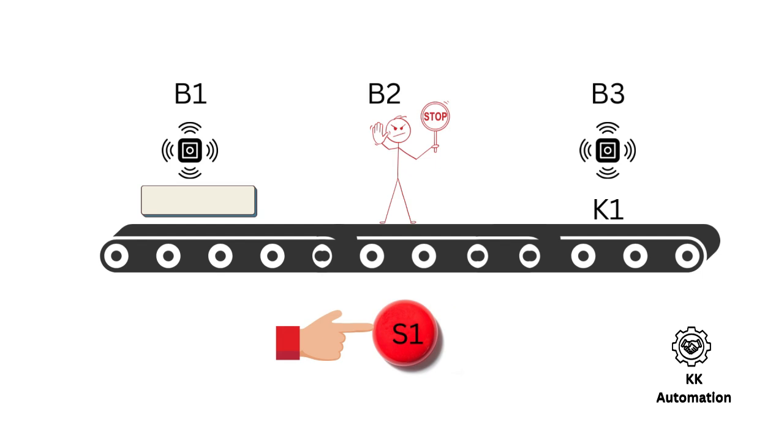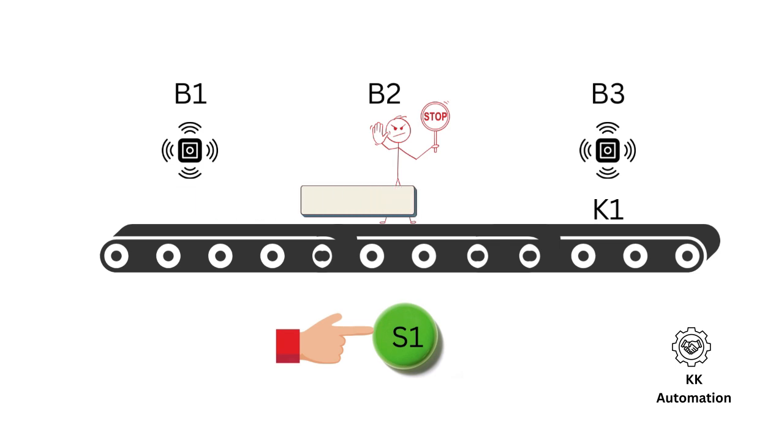Process overview. Let's look at the system we've set up. Green pieces are placed at the start of a conveyor belt. Sensor B1 detects the piece. We press S1, the push button.